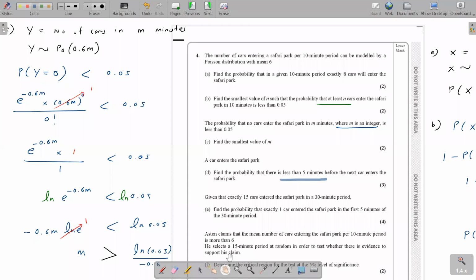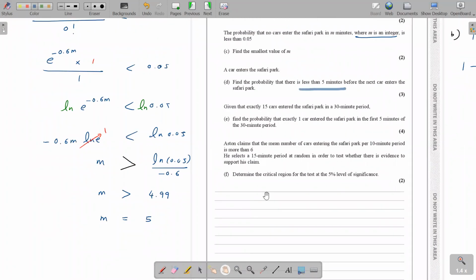So what's the variable here? Definitely you have a 5-minute interval. Less than 5 minutes means it's a 5-minute interval. So in part D, you will define a new variable. Don't use Z. We'll use W. Okay, so W is what? The number of cars entering the safari park in a 5-minute period. And W follows what distribution? A Poisson distribution with a mean of 3.